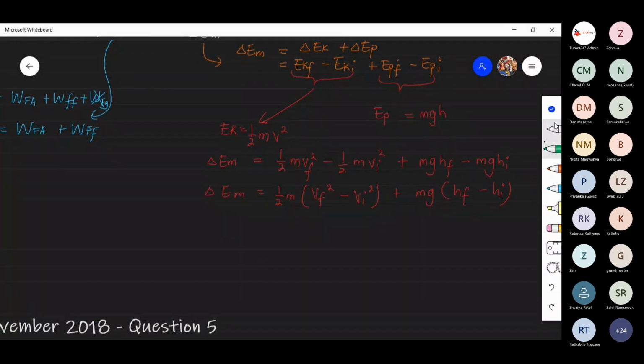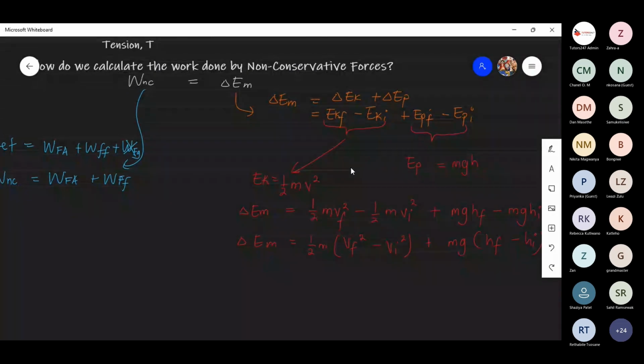Okay, so to continue from where we last left off. We have now simplified the left-hand side of our equation, whereby we simplified the work done by non-conservative forces. We then simplified the right-hand side of our equation, where we simplified the change in mechanical energy. So all you need to do is put those two components together, and you will be able to calculate the work done by non-conservative forces.